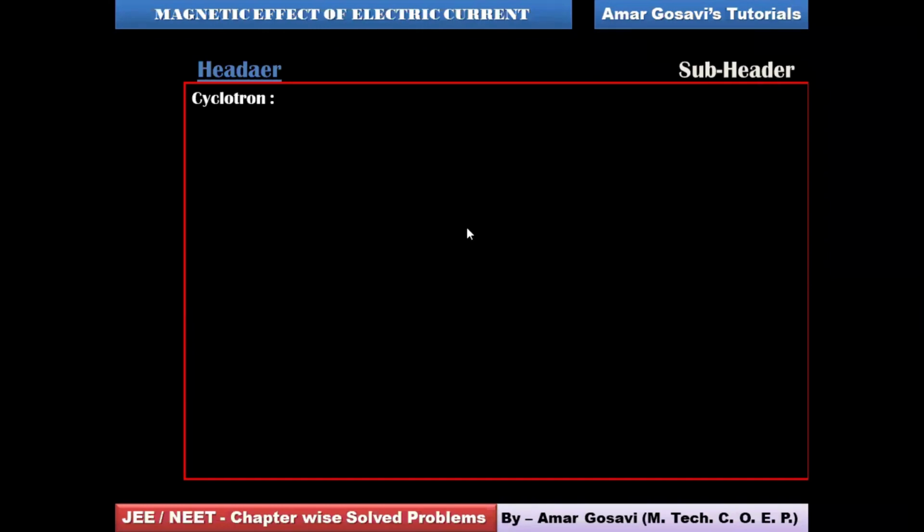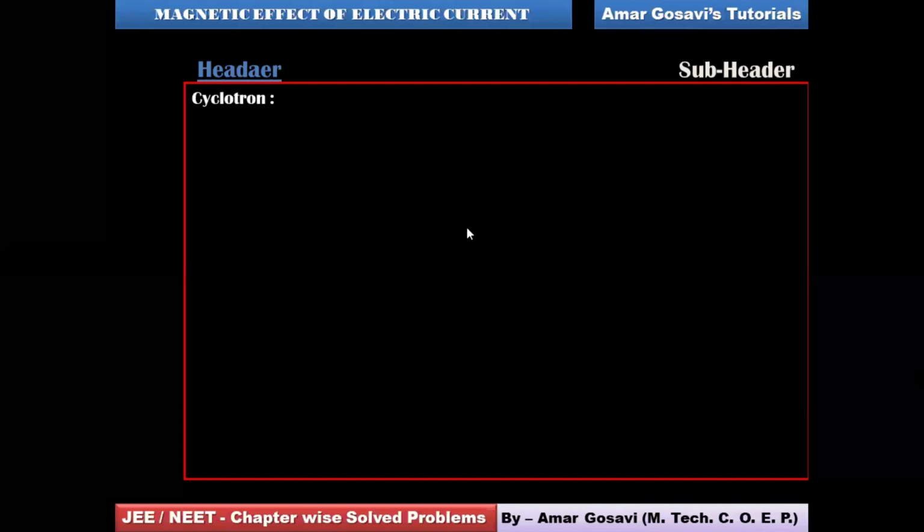Okay, let's understand this. Say, for example, if I want to accelerate a negatively charged particle like an electron, it's very easy for us to do that. Just maintain a potential difference and you will see the electron is accelerated and the current flows through the system. It's very easy to accelerate a negatively charged particle, but when it comes to accelerating positively charged particles, we'll have to work out some arrangements for that.